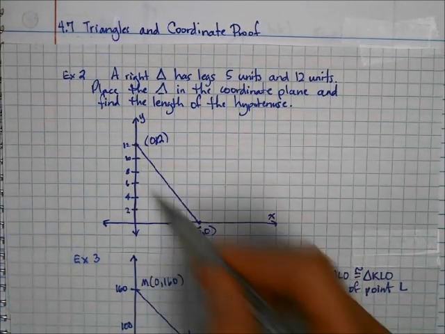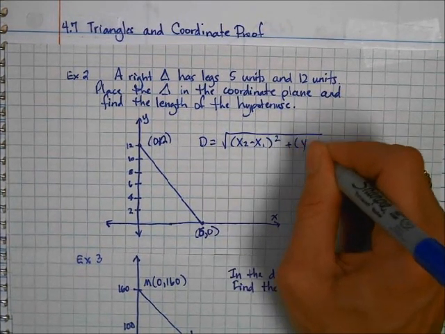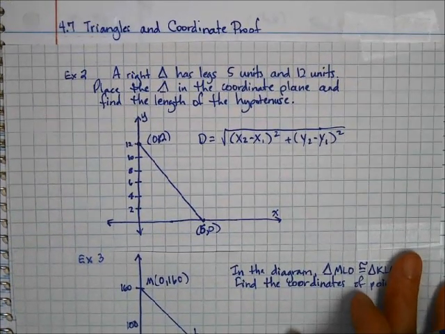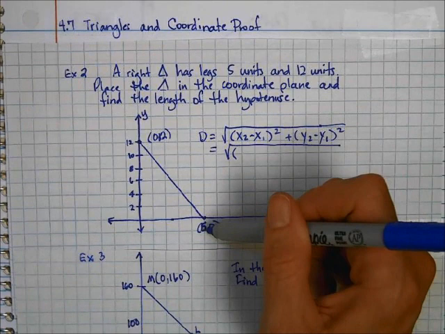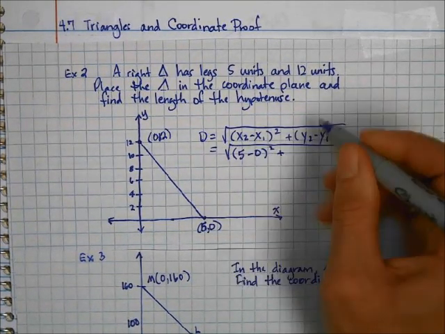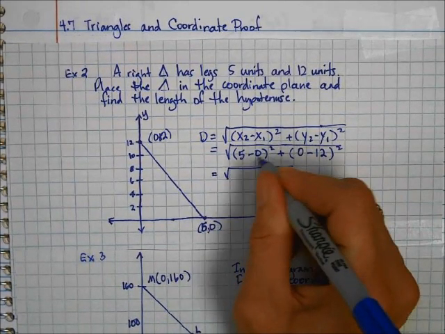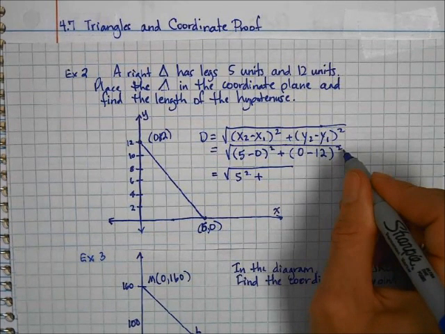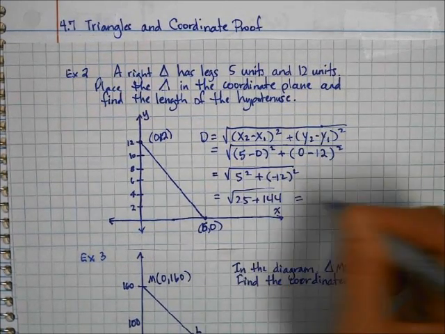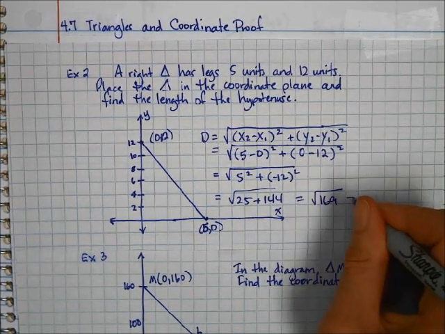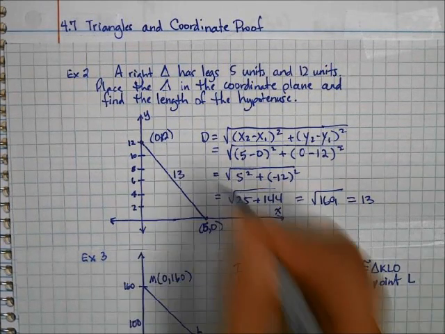And so now to find the length of this, we're going to use the distance formula. Remember, the distance formula is the square root of x2 minus x1 squared plus y2 minus y1 squared. We've done that before, so that should be review. So we'll go ahead and plug our numbers in here. x2 minus x1 is going to be 5 minus 0 squared plus 0 minus 12 squared. So this is 5 squared plus negative 12 squared, which is going to be 25 plus 144. So it looks like we have a grand total of 169, and of course the square root of that is 13. So the distance of this hypotenuse is 13 units.